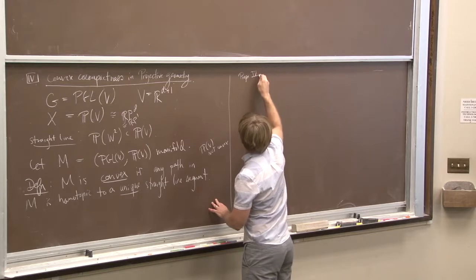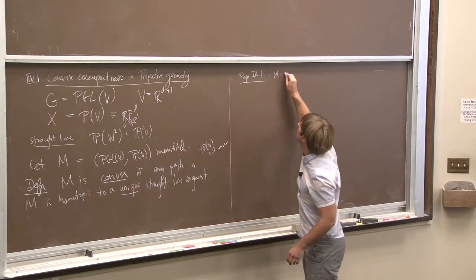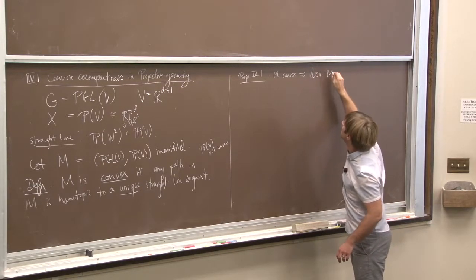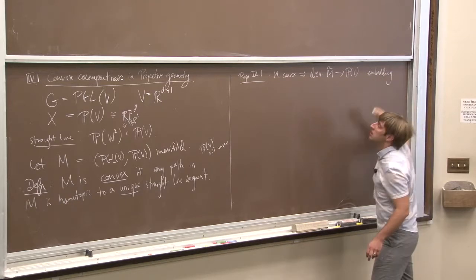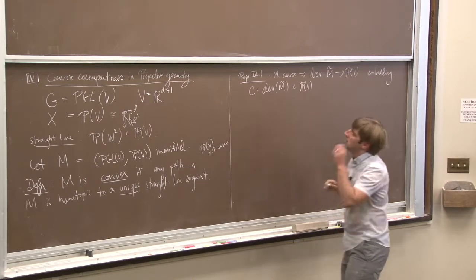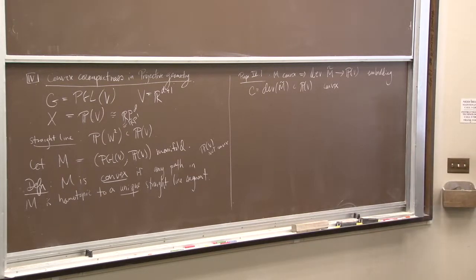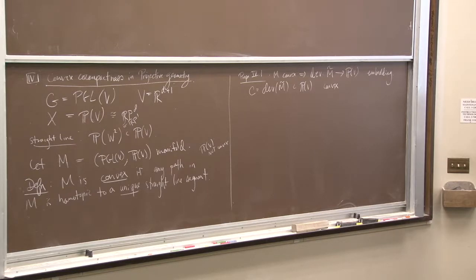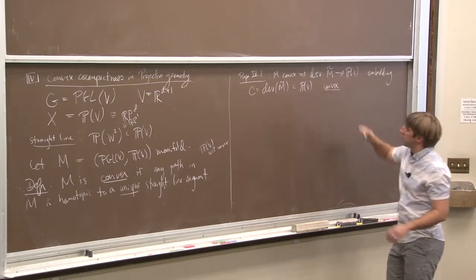Great. So I'm going to call it a proposition this time because it's slightly non-trivial. If M is convex, then the developing map from the universal cover into projective space is again an embedding. And its image, which I'll call C again, is a convex subset of projective space. And again, convex has the same definition as before: any path in the set is homotopic to a unique straight line segment. It's not actually a weird notion.